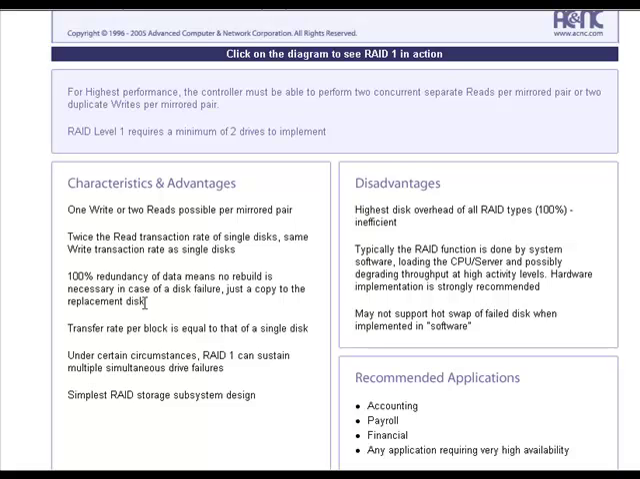The disadvantages over here are it's the highest disk overhead. You lose half of your disk space because you're making a copy of everything, and it is going to be a slower write, but you should improve your read speed. Typically, the RAID function is done by the system software, so we get a load on the CPU. May support hot swappable, may not support hot swappable.